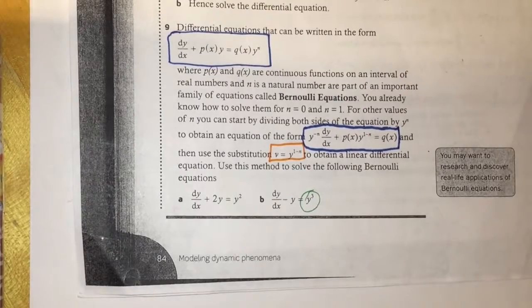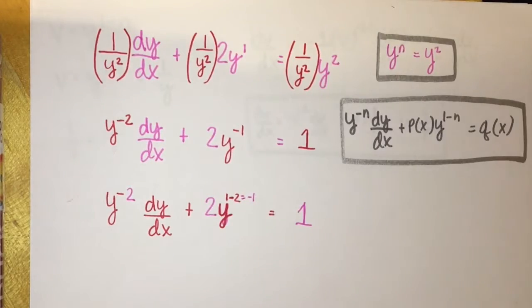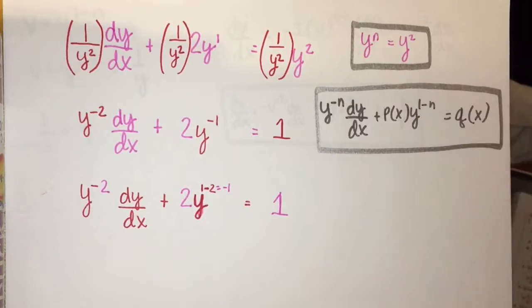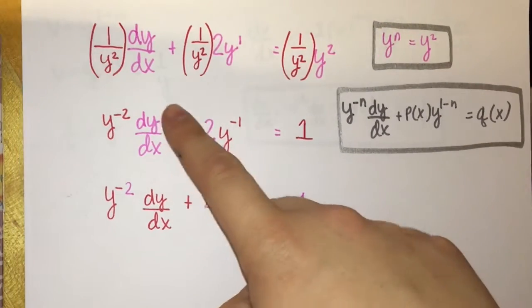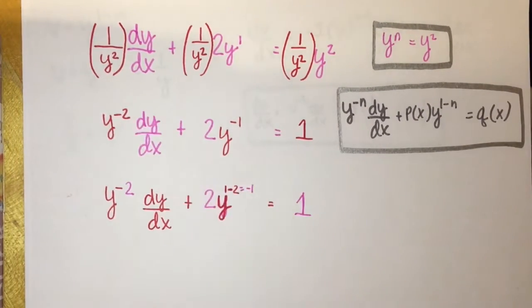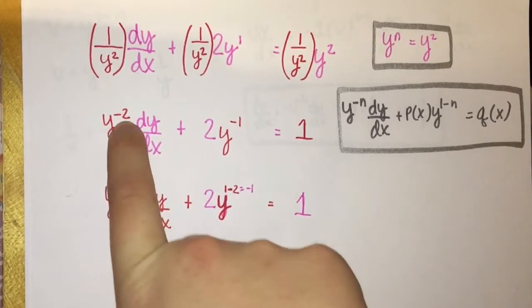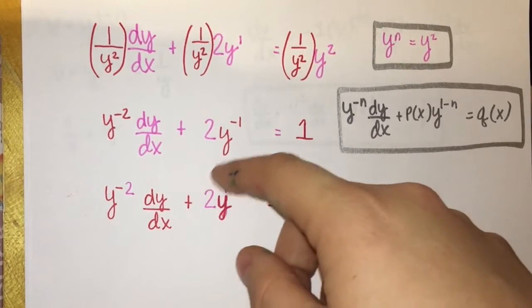So in the problem, it says that the first step is that you start by dividing both sides of the equation by y to the n power. And so we're going to do that first. And y to the n equals y squared. We already established that. And so we're going to take each part of the equation and divide it by y squared. And then you end up getting y to the negative 2 dy over dx plus 2y to the negative 1 equals 1.